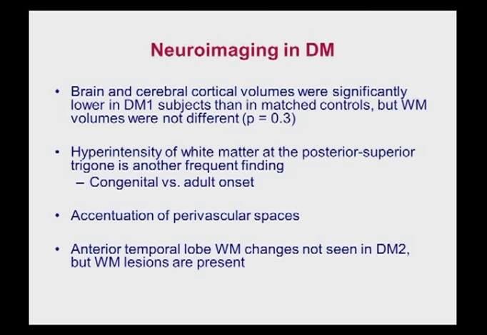Another fairly common hotspot is in the posterior parts of the ventricular system, around the confluence of the ventricular horns, and that can be seen both in congenital and in the adult onset. And then another finding that's been seen pathologically is what appears to be accentuation of perivascular spaces in the white matter. So some of these white matter punctate changes appear to be dilatations of perivascular spaces, which again would give a water-like signal.